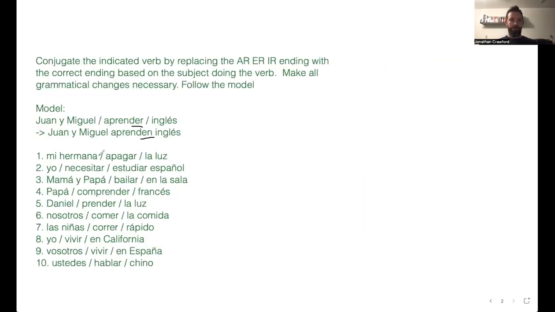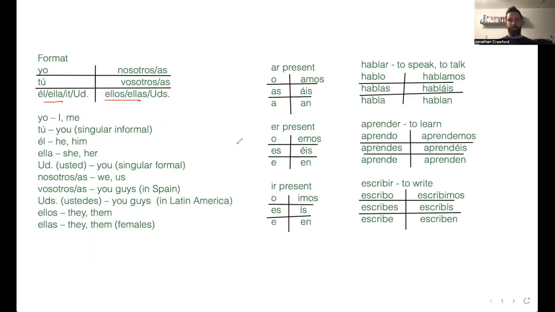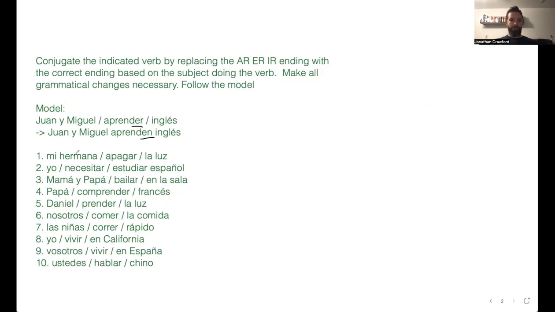So we go over here. Mi hermana apagar. The verb is apagar. It's an AR verb. So now we're going to be using these ones. So which ending do I use? Well, it's ella, right? So we have to use a. It's the lower left hand. We go to the lower left hand. So mi hermana apaga la luz. Mi hermana apaga la luz.